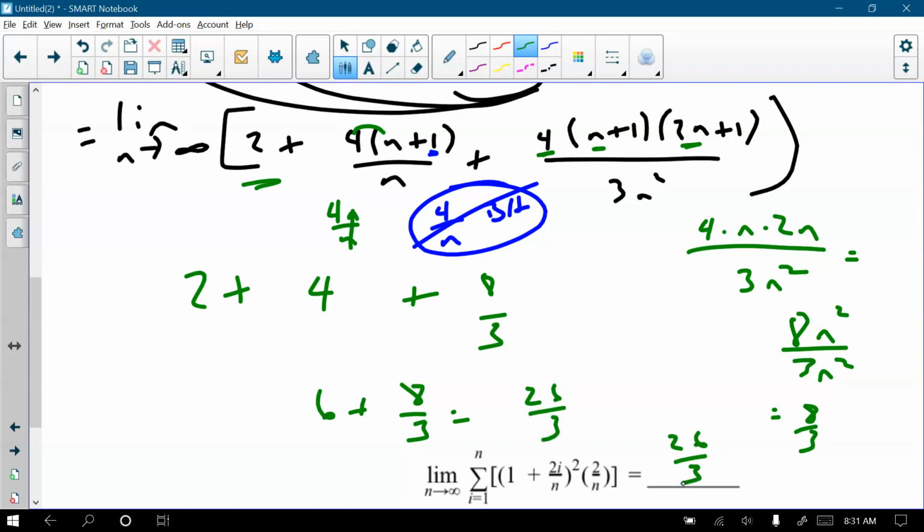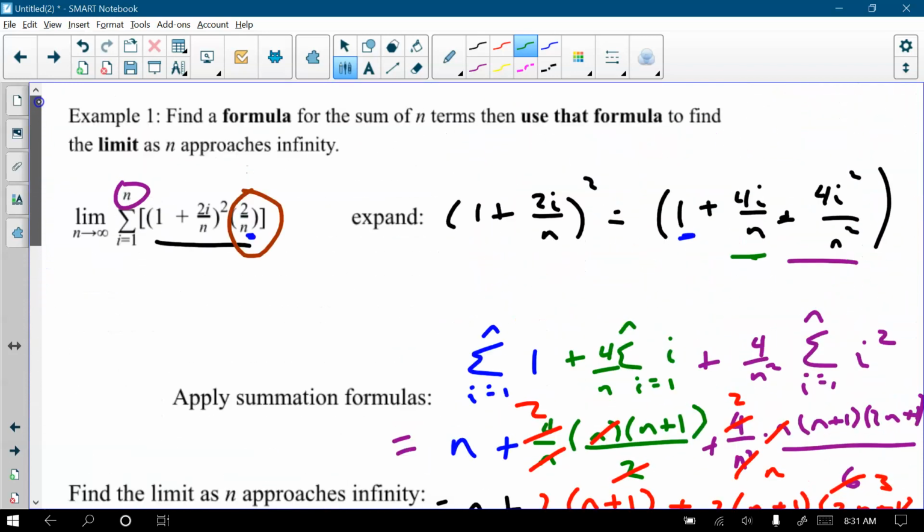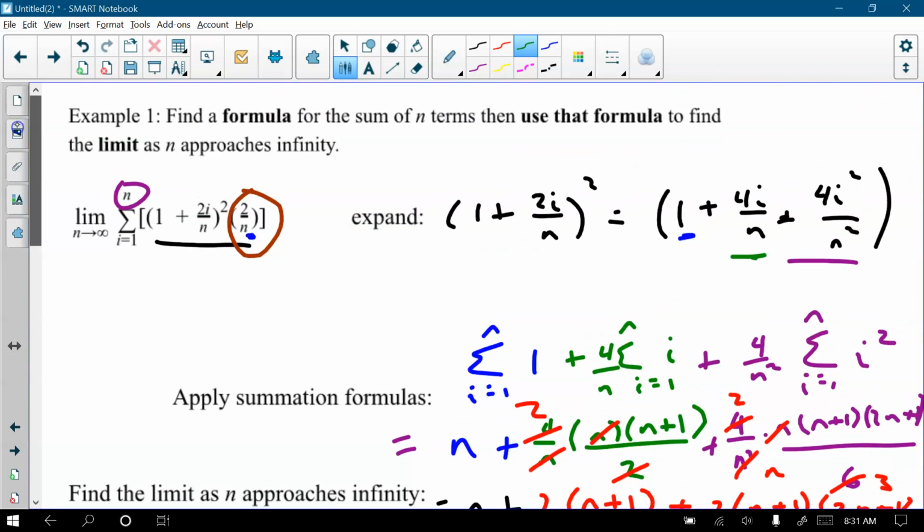It's a lengthy problem, but it's doable. And I think a couple more times practicing should help you out here. But our answer is 26 over 3, if I didn't make any mistakes.